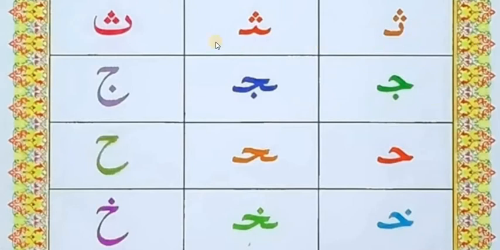Our next letter is Sa. Sa has the same rule like Ba and Ta. So it is the short form of Sa.